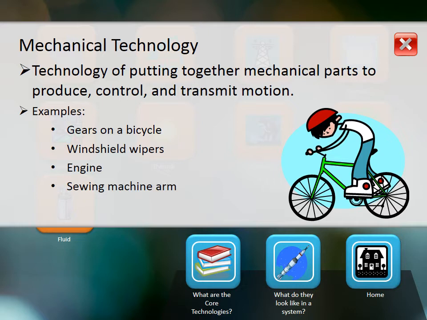Mechanical technologies. When you look at your mechanical technologies, you're putting parts together. You want to transmit motion, such as gears on a bicycle, windshield wipers, an engine, a sewing machine arm. These are examples of mechanical technologies.